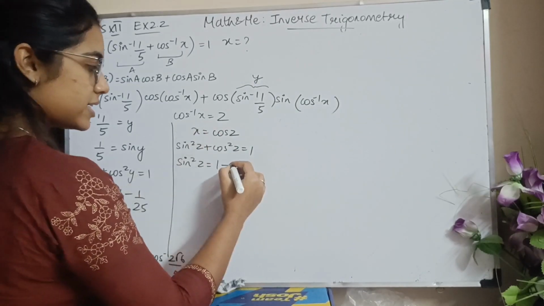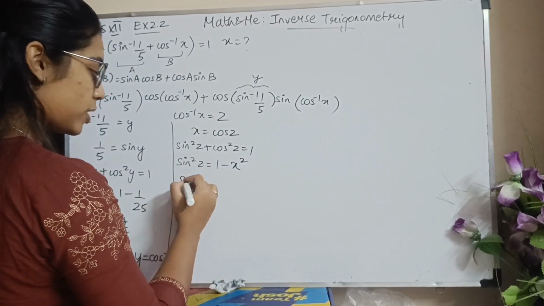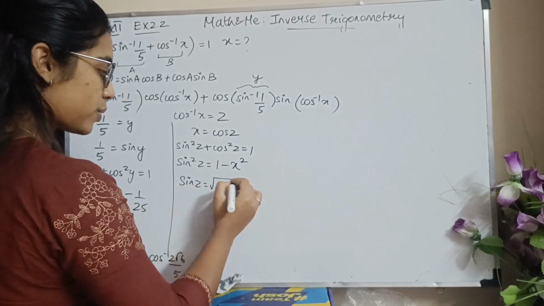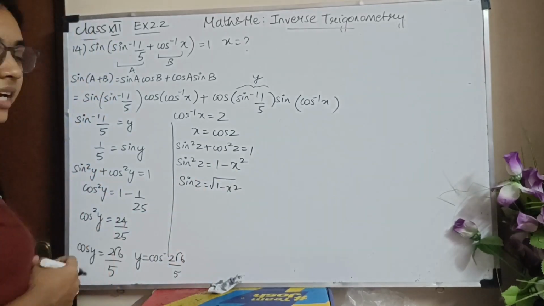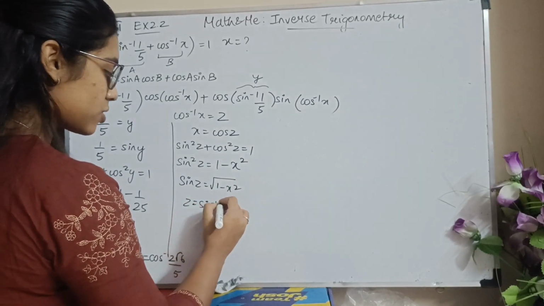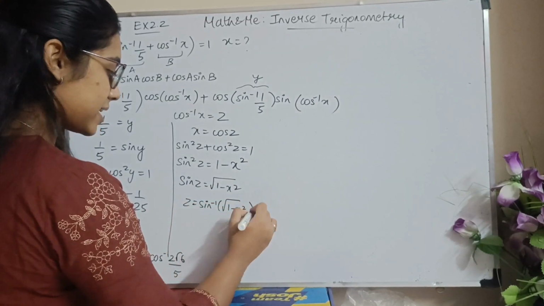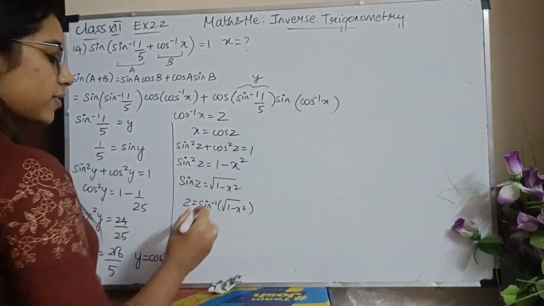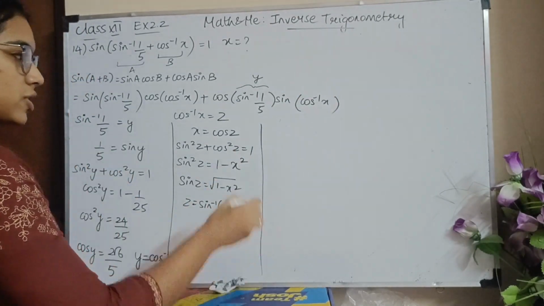What is cos square z? It is simply x square. So what is my sin z? It is going to be the square root of 1 minus x square. Okay, so I found out z to be sin inverse of square root of 1 minus x square. So I have changed cos inverse of x in terms of sin. I have also done the second step.